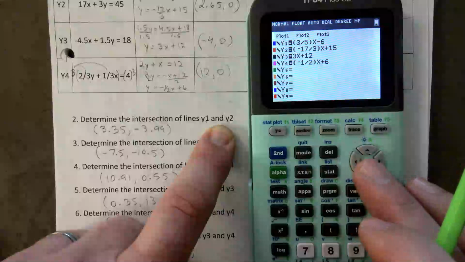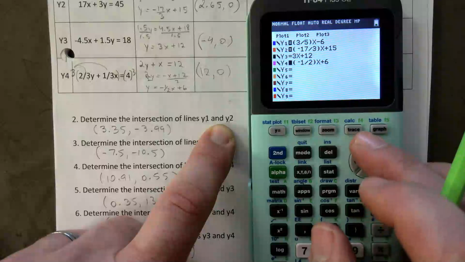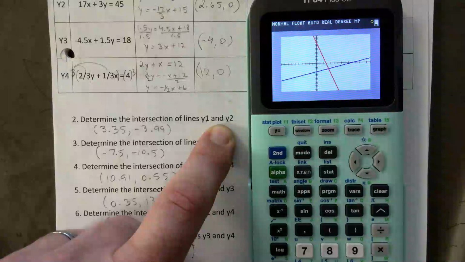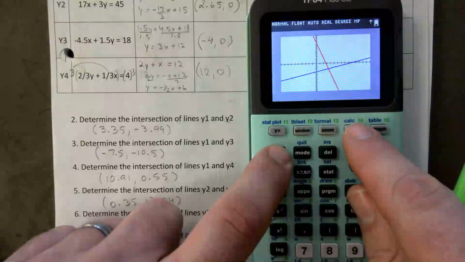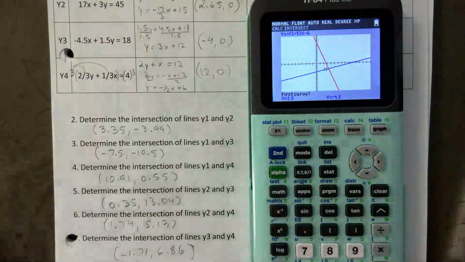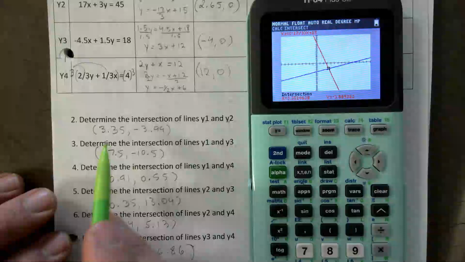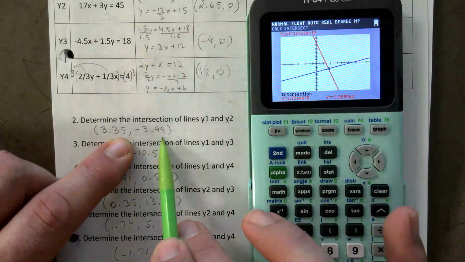So why not go over the equal sign and just turn off the ones you don't want to see. And then if you hit graph again, it's only going to show you y1 and y2. Okay? Then you go second trace 5, and you can close your eyes and just go enter, enter, enter 3 times. And it will find it every single time. So that's how I got that answer. I just write down those coordinates.